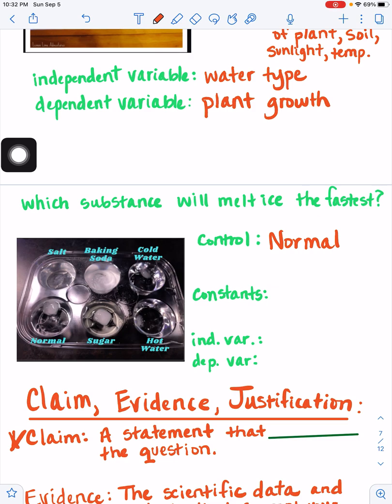Constants. What are we going to keep constant here? What are we not testing, but we have to keep the same for each one? I would say the amount of ice and the amount of the substance.